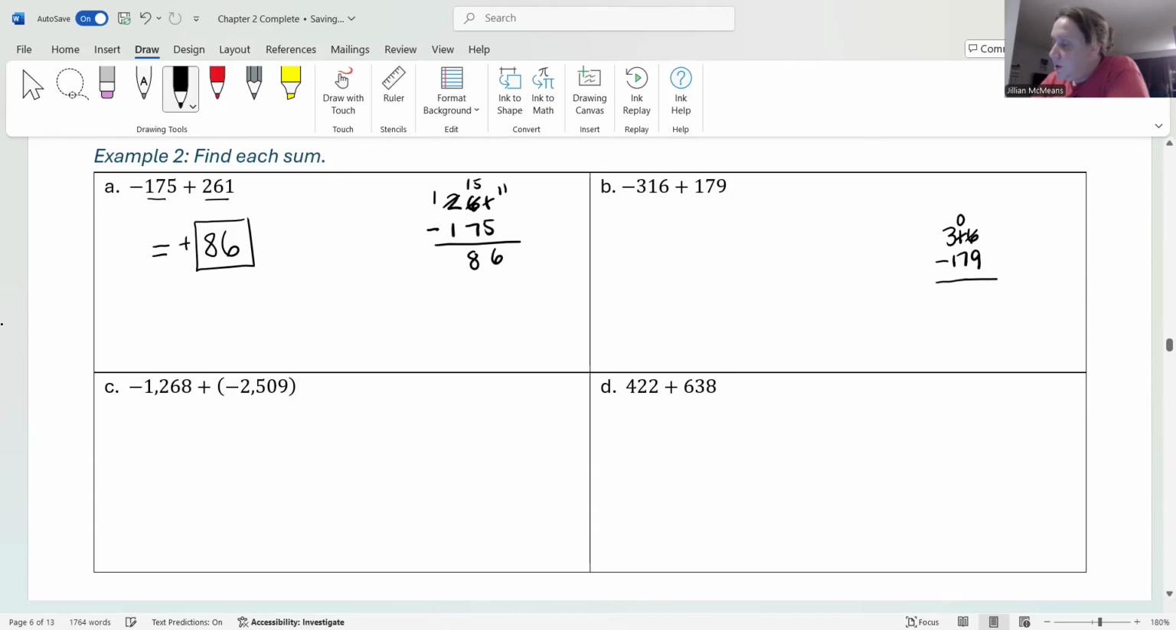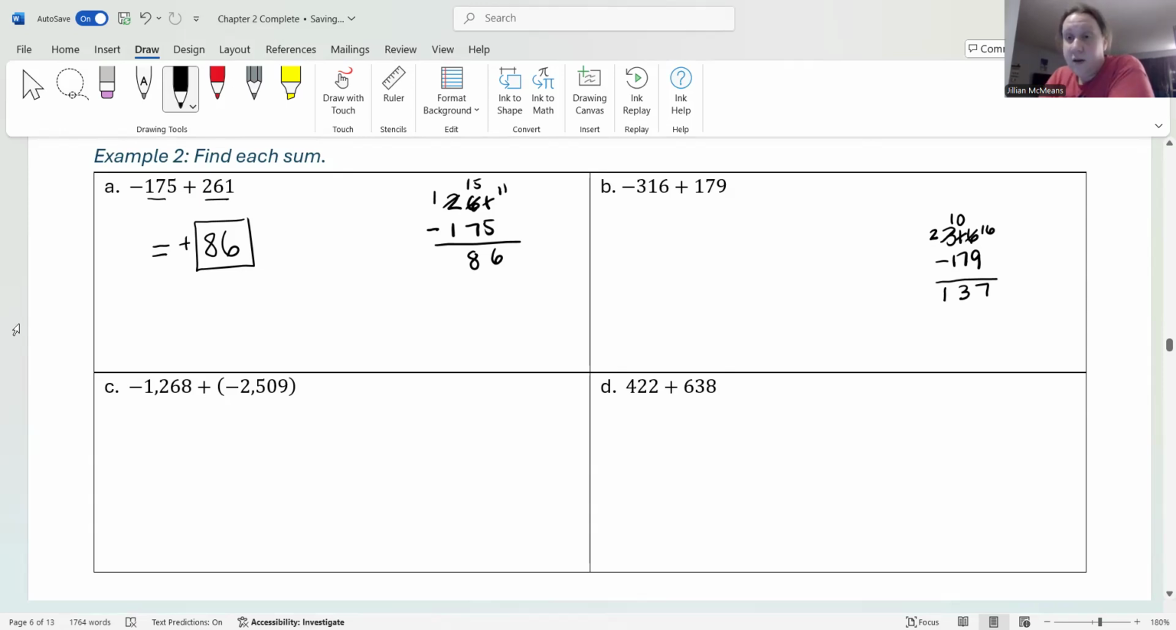1 becomes 0, 6 becomes 16. And I can take 9 from 16. I would get 7. Okay? Now I cannot take 7 from 0, so I would borrow again. 3 becomes 2, 0 becomes 10. And now 10 minus 7 is 3. And then finally, 2 minus 1 is 1.